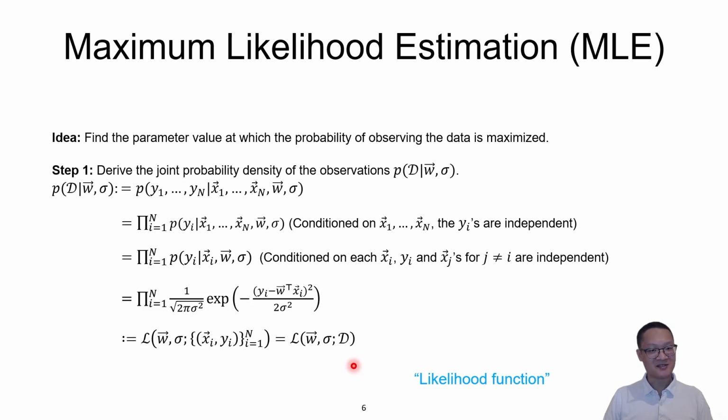Okay, so that brings us to maximum likelihood estimation, which is a method that will allow us to find the best W given our probabilistic model. This is going to be a bit of work, so let's work it out slowly.